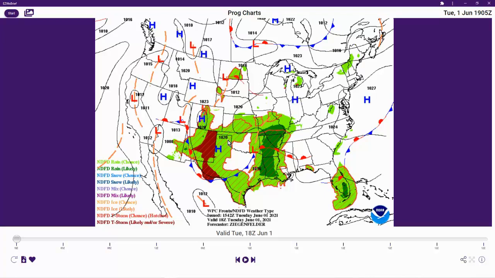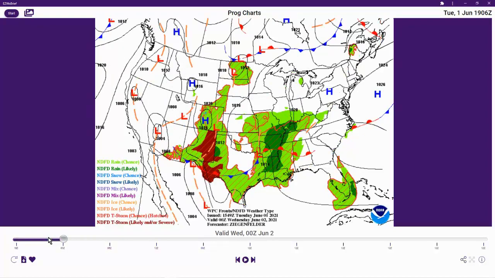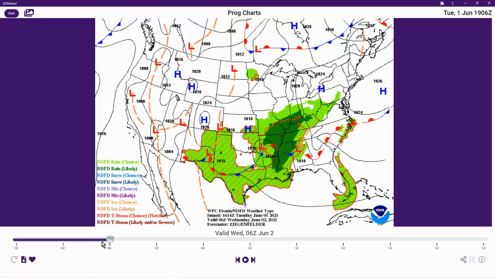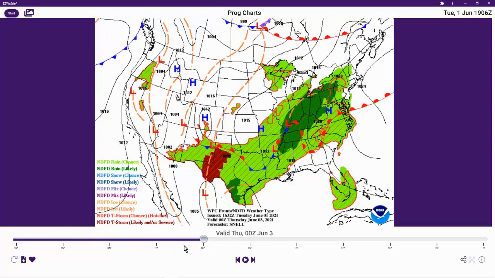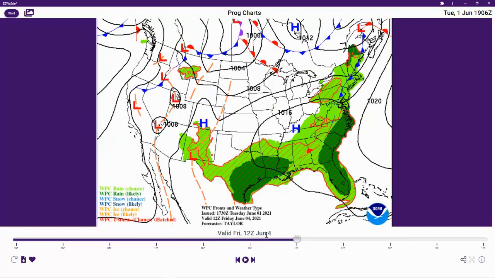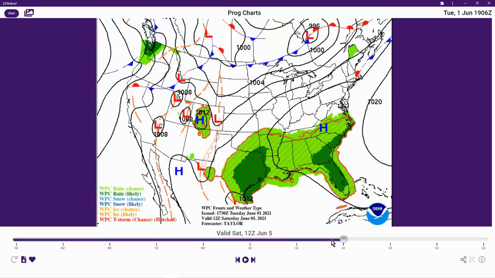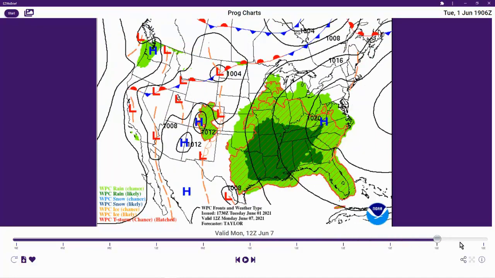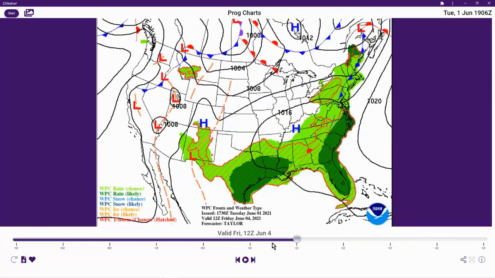Now, the first thing to understand is that there are what are called short-range Prog charts and longer-range Prog charts. Of course, the short-range Prog charts are those that are going to be valid in the next day or two or three. Push the slider over, you'll see that these Prog charts eventually start to look different as you get further out in time. You'll notice by the time we get to the day 3 Prog chart that these are the longer range Prog charts, and they're issued basically for 12Z every day out through 7 days. So you're dealing with day 3, day 4, day 5, day 6, and a day 7 forecast.